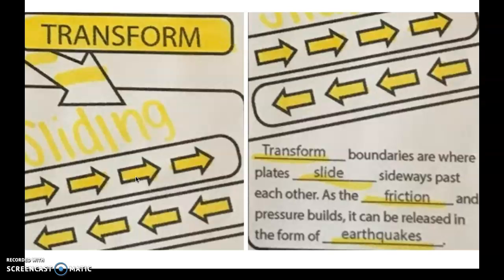And lastly, our weird one, transform. Our transform boundaries, our plates are sliding past one another. Transform boundaries are where plates slide sideways past each other. As the friction and pressure builds, it can release in the form of earthquakes. So transforming is sliding.